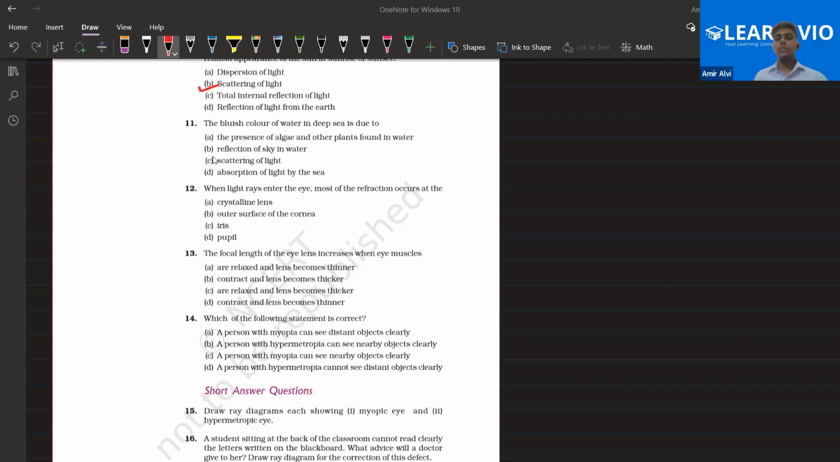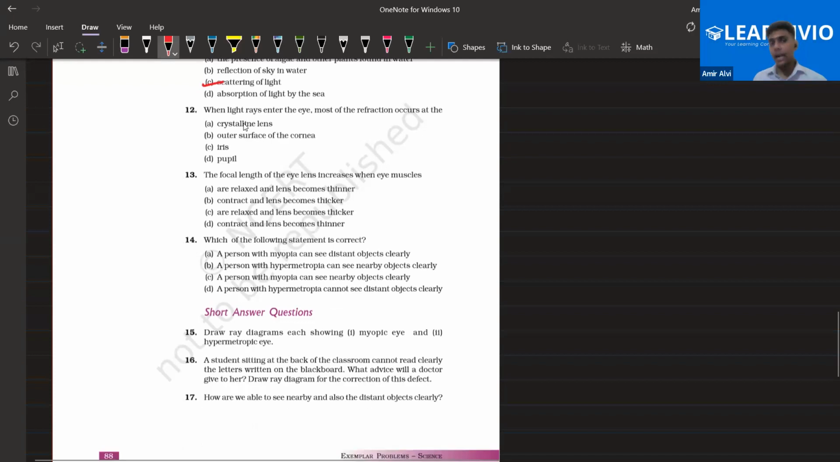The bluish color of the sky and the deep sea is due to scattering. The reason is simple. When the light travels, the scattering happens the most for blue color, right? Clear? Yes, sir. So it is option B. Sorry, not B, C.